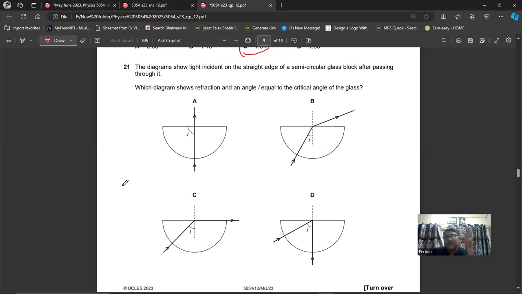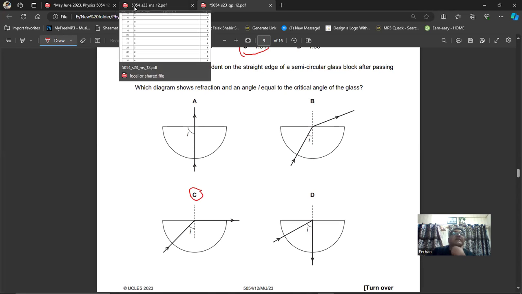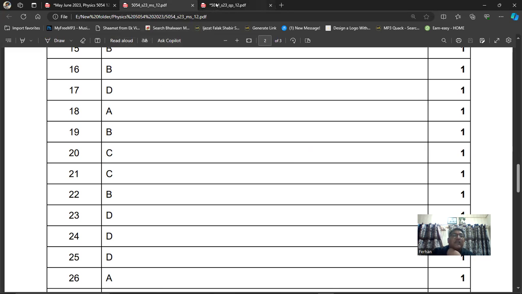angle of incidence will be equal to the critical angle when the light enters from the dense medium into the rare medium, and it will go along the boundary between the dense medium and the rare medium, and the angle of refraction will be 90 degrees. I think C, this angle of incidence is the critical angle because here this angle is 90. The light is traveling along the boundary of the dense medium and the rare medium. C is the choice. Question number 21. C is the right choice, sir.